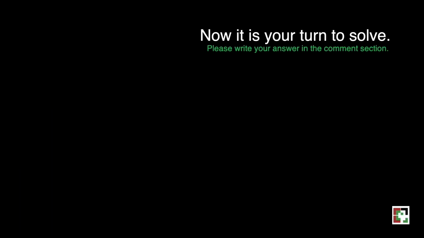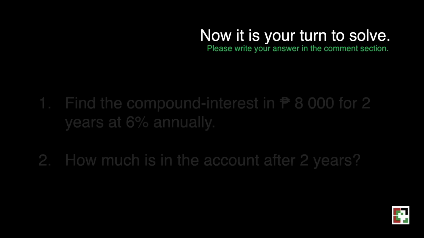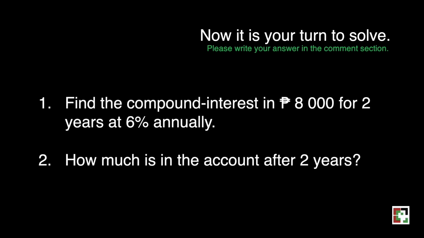Now it is your turn to solve. Please write your answer in the comment section. The first question is, find the compound interest on 8,000 pesos for 2 years at 6% annually. Next, how much is the account after 2 years?